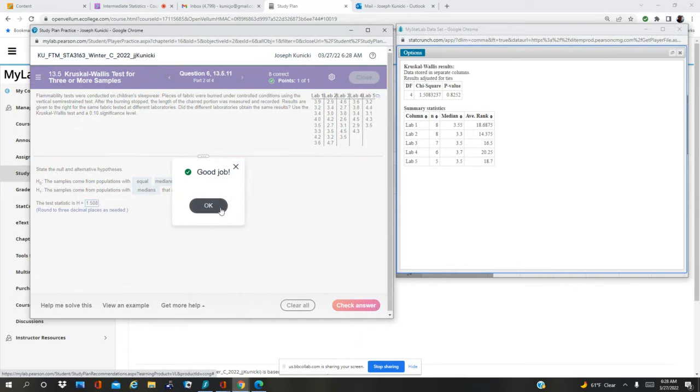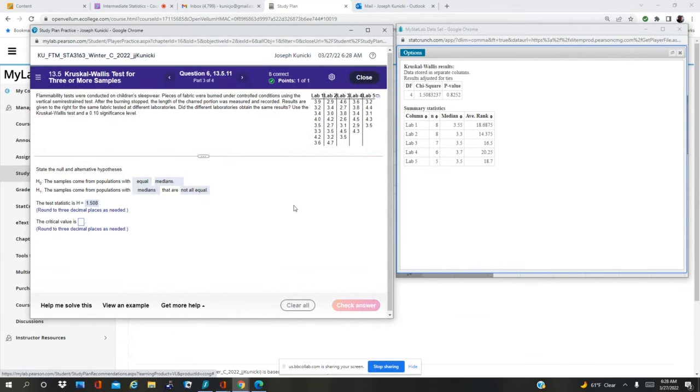That's good. And then they ask us for the critical value. Well, the critical value, according to the handout, can be found in Table A4. So you always treat Kruskal-Wallis as a right-tailed test. I believe that was in the handout also. Let me double check. Yeah, it's a right-tailed test, so the critical value is for a right-tailed test.